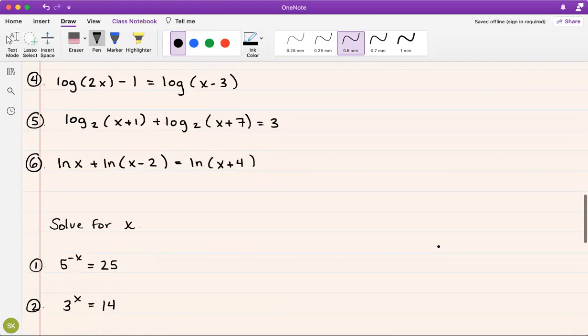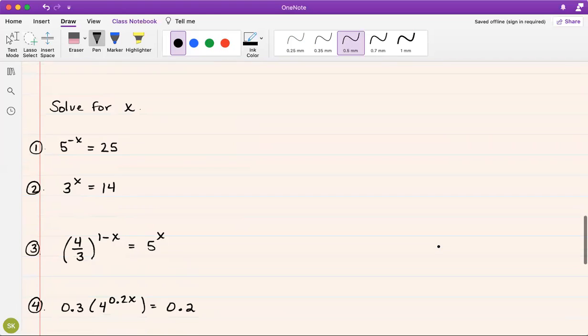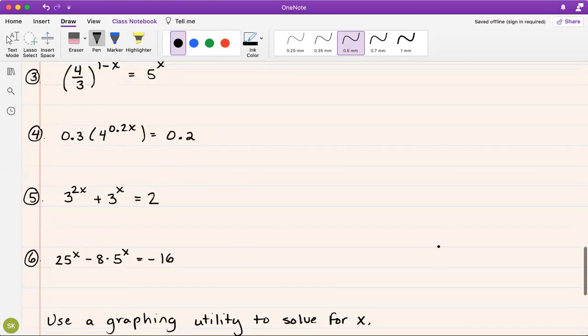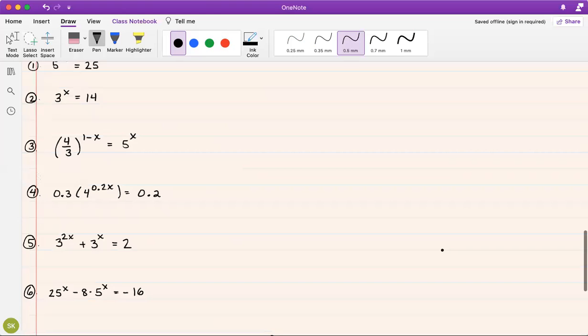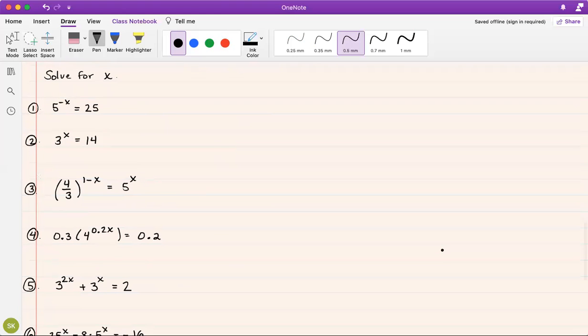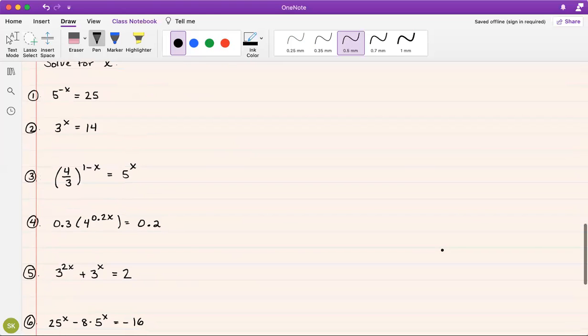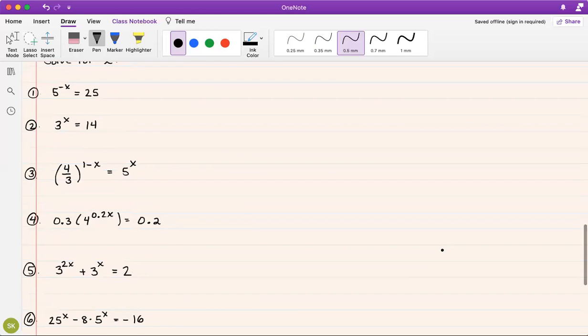Okay, so once we solve those problems, we're going to have 6 more problems to look at. Again, I'm going to zoom out a little bit. So it says solve for x, and here are the 6 problems. So take a minute, pause the video, and put some space between each problem.